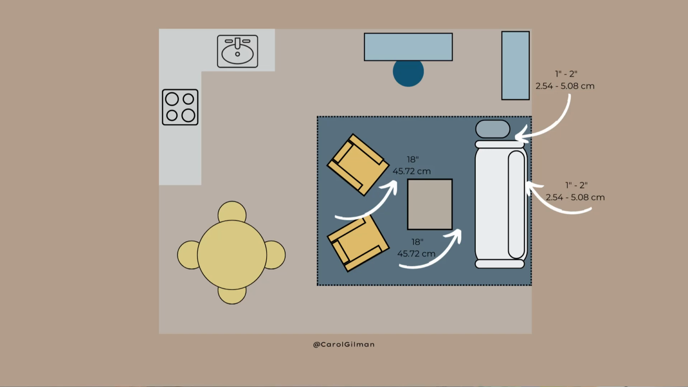And the other thing to think about is making sure that there's plenty of room to move around within that conversation area. So leaving maybe around 18 inches in between your coffee table and your sofa, and maybe 18 inches in front of a chair.